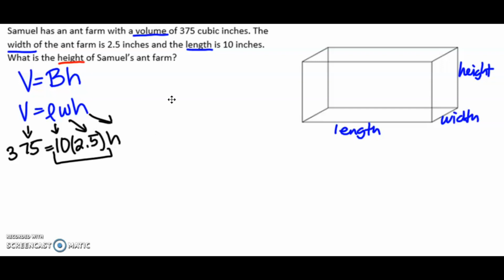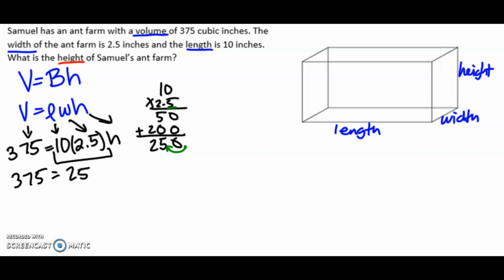Let's do 10 times 2 and 5/10. So 10 times 2 and 5/10, I get 0, 5. Placeholder 0, 2. I add it all up. We get 250. But then we need to go ahead and move our decimal place. I have one number behind the decimal place here, so I move it once. I get 25 altogether. So 375 is equal to 25 times h.